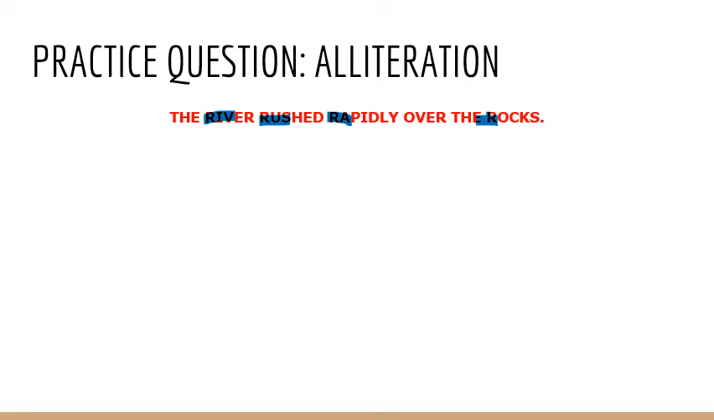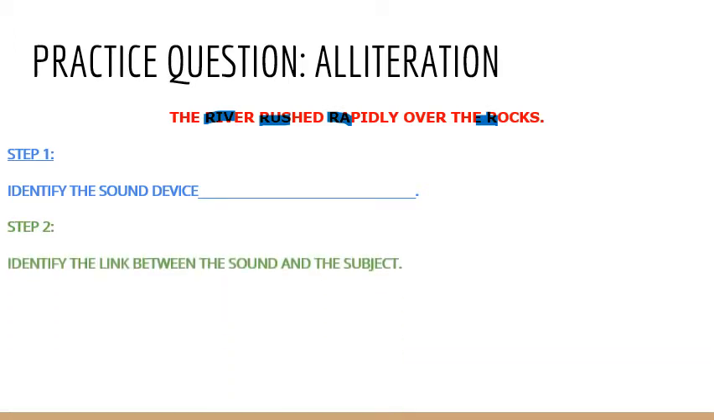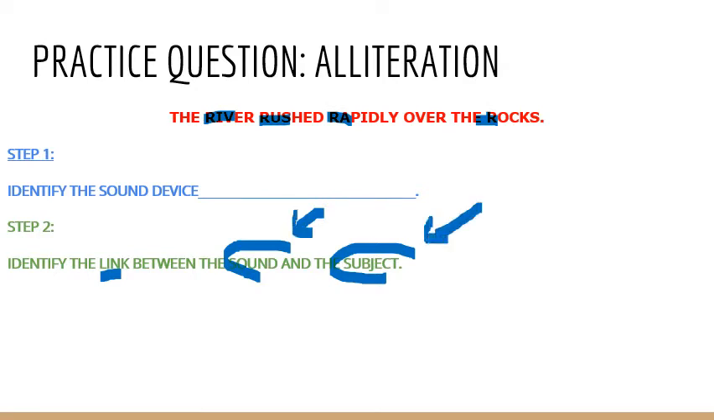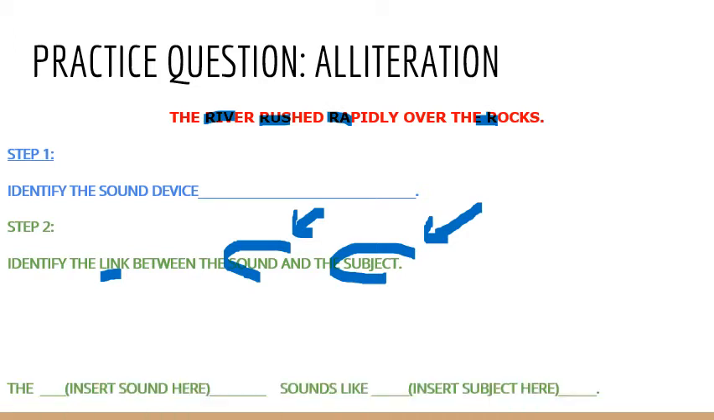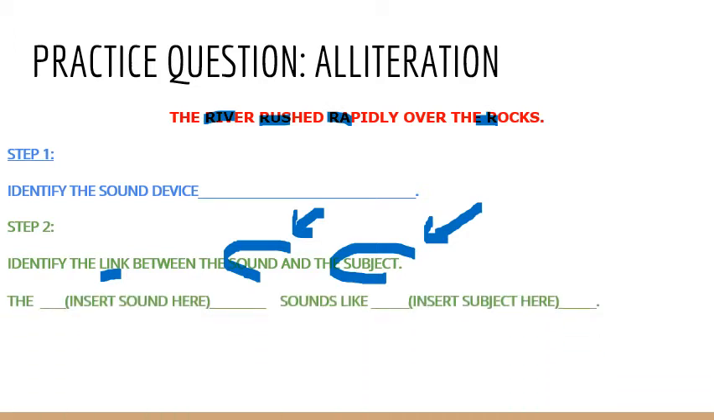My first port of call is I will always ask you to identify the sound device. So then you're going to have to give me the name of the sound device. Your second step would be to identify the link between the sound and the subject. So my sound, what sound was made? And my subject, what is this passage about? So the what, insert sound here, sounds like insert subject here.